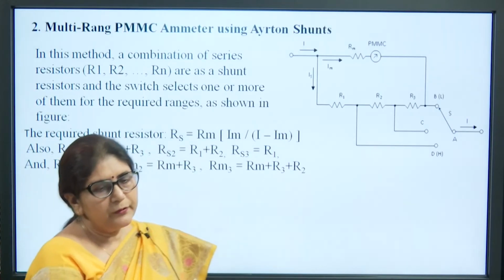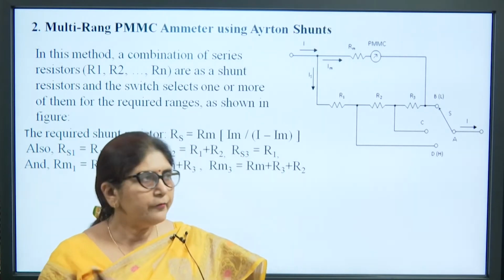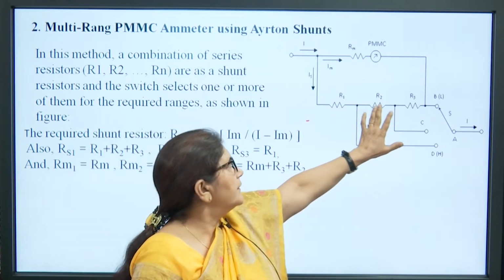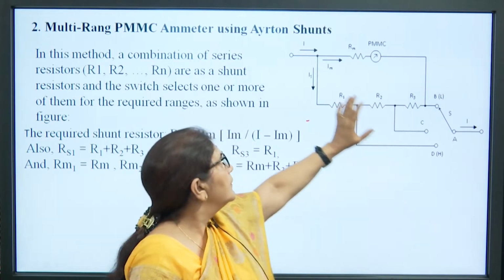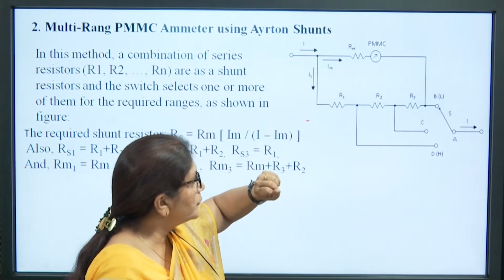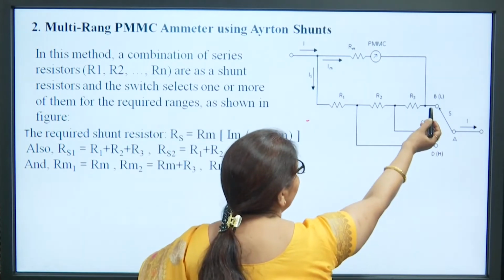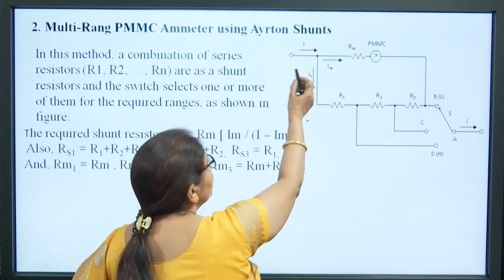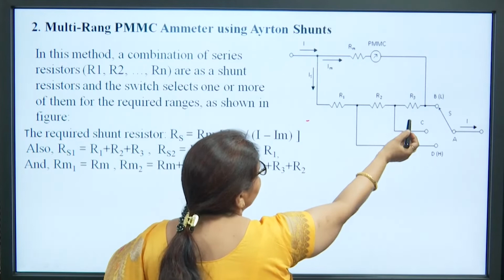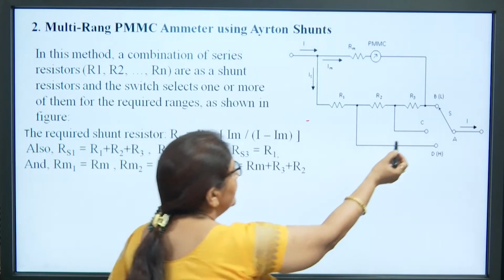So, the second type of multi-range PMMC instrument uses an Ayrton shunt, which means the shunt resistances are connected in series. Okay, these resistances are placed in shunt with this PMMC instrument, but they are connected in series. So, what will happen if the switch is placed at the first position? The current flows through the PMMC instrument and the second current flows through all three resistances, which means the shunt resistance value will be R1 plus R2 plus R3 at this position.